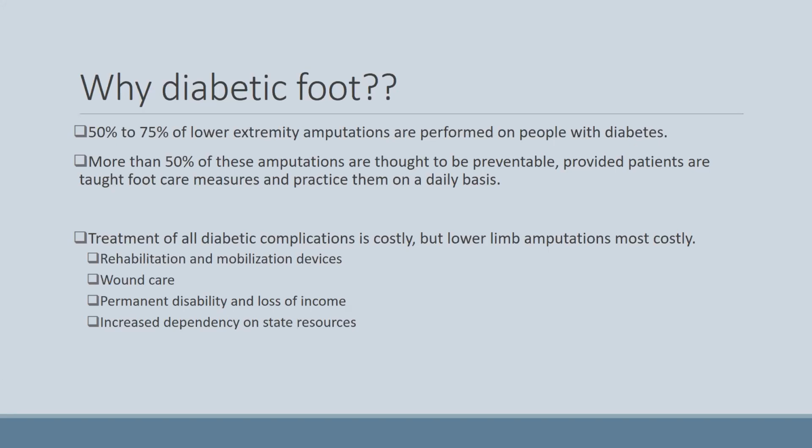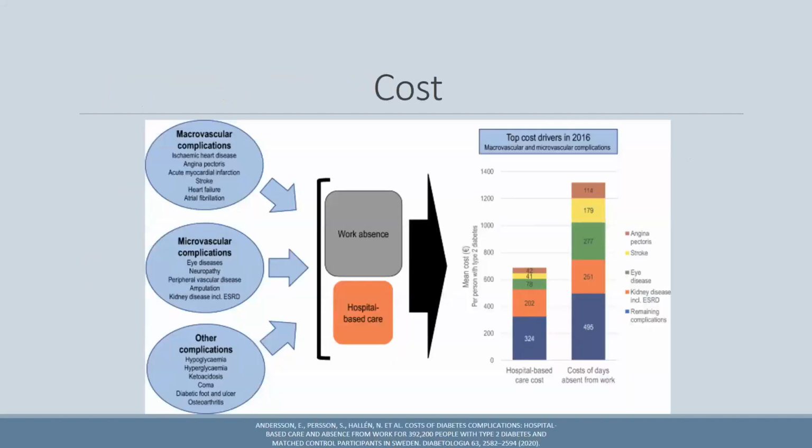there is rehabilitation that needs to happen. There are assistive mobilization devices like wheelchairs, crutches, special shoes. All of those things are extremely costly. There's wound care, there's permanent disability and loss of income, meaning increasing dependency on the state. So this is a very costly disease, which is important that we must try and prevent.